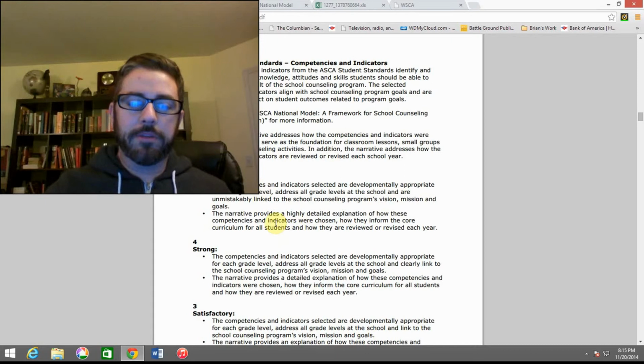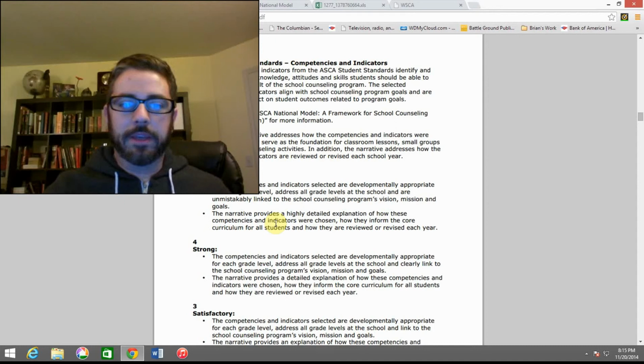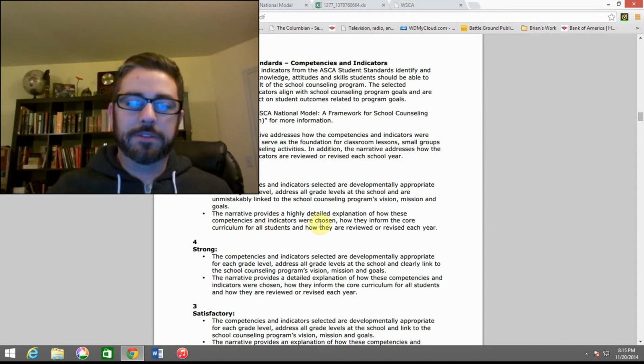And then when you write your narrative, you'll be talking about how you selected your student competencies and how all these parts and pieces fit together as part of your overall school counseling program. Also, you notice in the rubric you'll need to address how they're reviewed and revised each year. Again, you should be looking at them again each year as part of the accountability process.